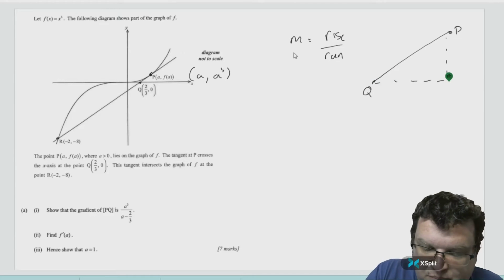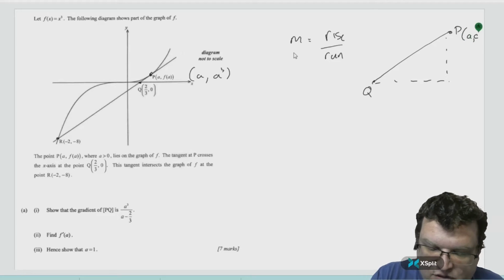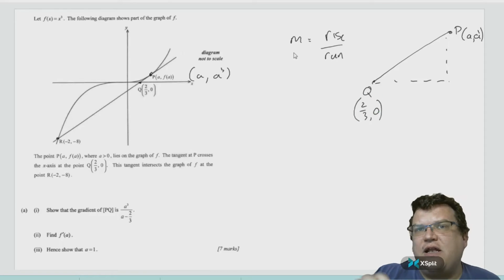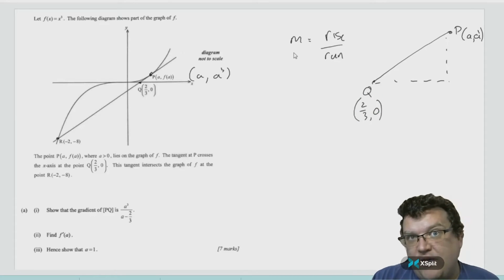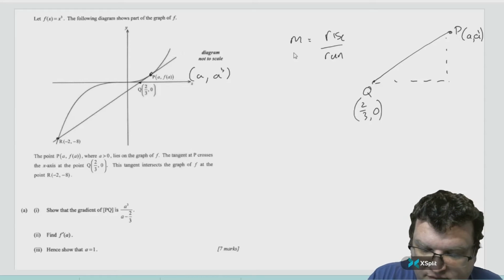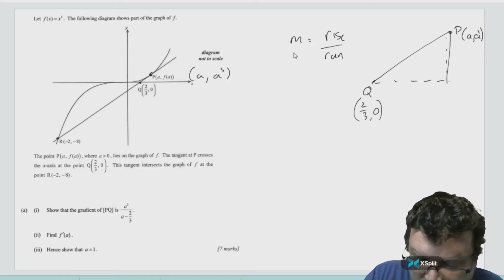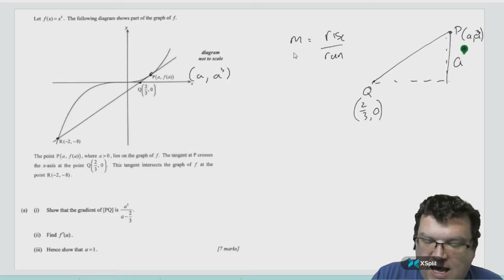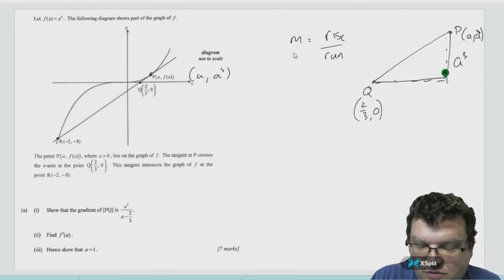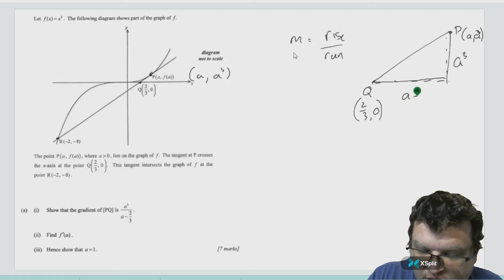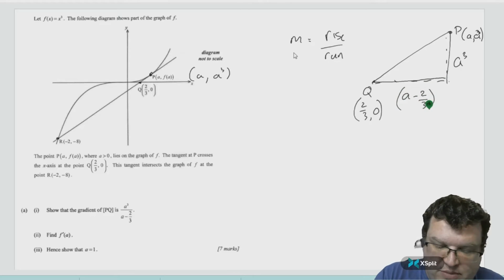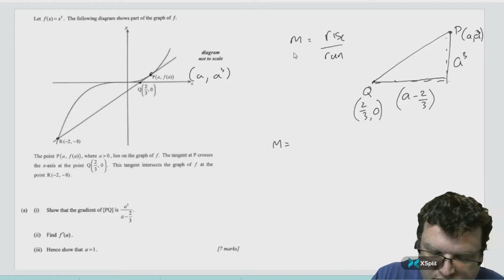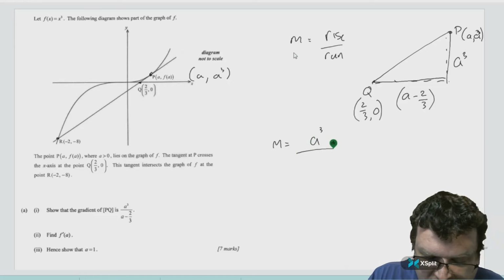Now, the coordinates of P, as we discussed, were A cubed, and the coordinates of Q are 2/3, 0. So what I'm going to do is evaluate the rise, that's the change in y, and evaluate the change in x. Well, here I'm simply going from 0 up to A cubed. Sorry, that's a little unclear to see there. So this is going to be A cubed. And as I go left to right here, I'm going from 2/3 to A. So this is going to be A minus 2/3. Then we can simply substitute into our gradient formula here, rise over run. We get A cubed over A minus 2/3.